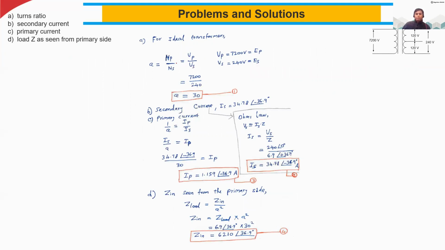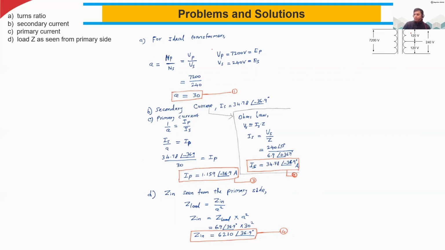For ideal transformers, the turns ratio A is equal to NP divided by NS, is equal to EP divided by ES, or VP divided by VS, the same. So we know the primary voltage is 7200 volt and secondary voltage is 240 volt. Okay. So now we have to consider the secondary voltage as 240 volt. You cannot consider this as 120 volt.